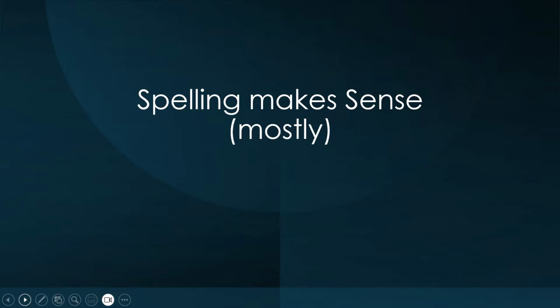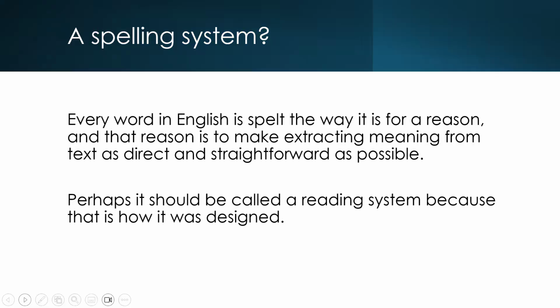Welcome to this third video in the series about the science of reading. This one is about the spelling system and how it works. Well, mostly works. Now, every word in English is spelt the way it is for a reason, and that reason is to make extracting meaning from text as direct and straightforward as possible. Perhaps it should be called a reading system because that is how it was designed, and it was designed.